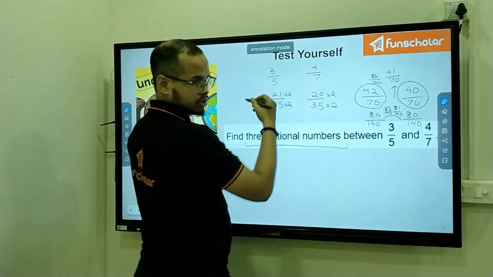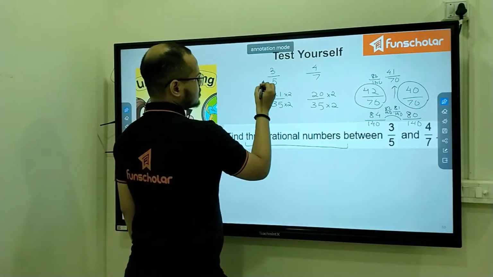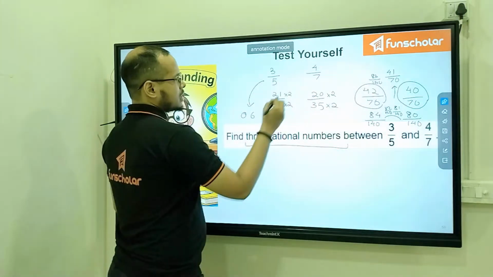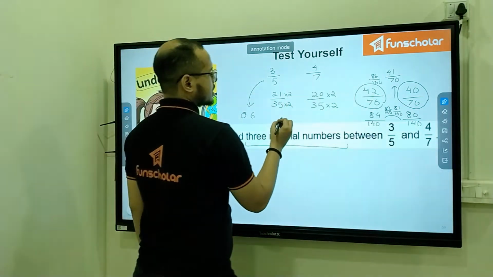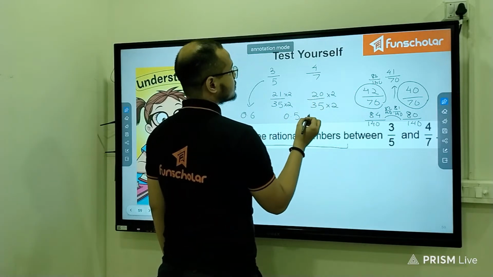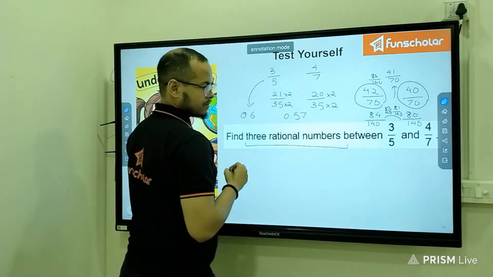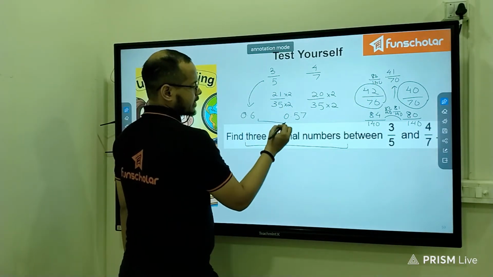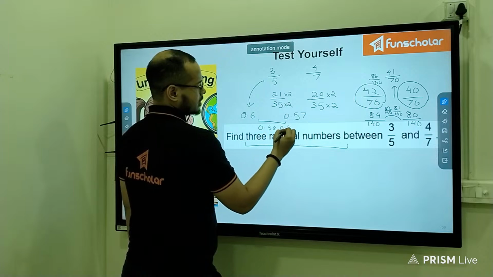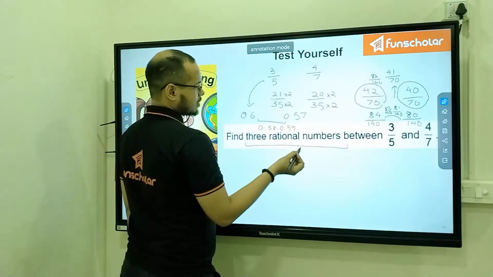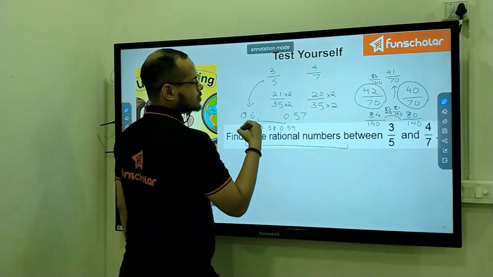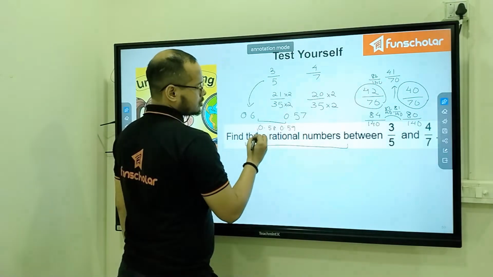So, if we convert both of these into decimals, 3 by 5 in decimal gives 0.6, and 4 by 7 in decimal gives about 0.57. So in decimals we can easily say that 0.58 and 0.59 lie between them. These two numbers are already found out. But even when converting to decimals, we are finding only two.